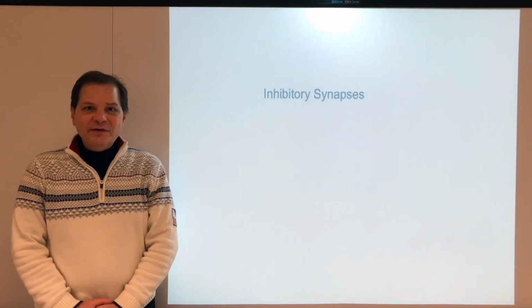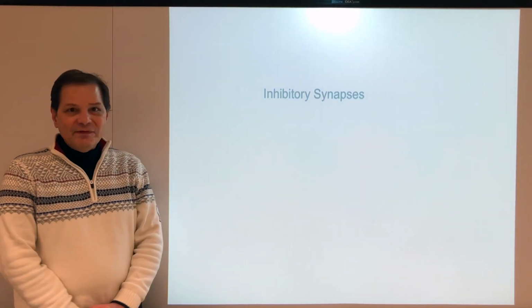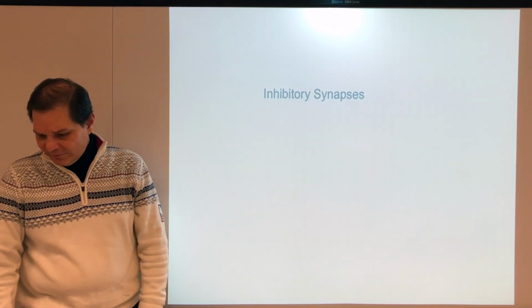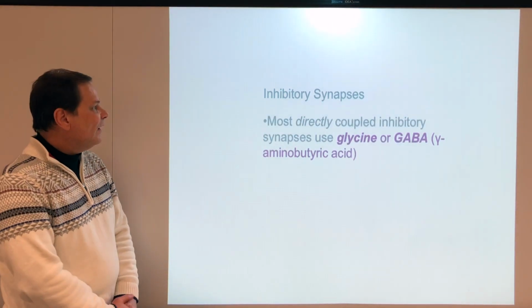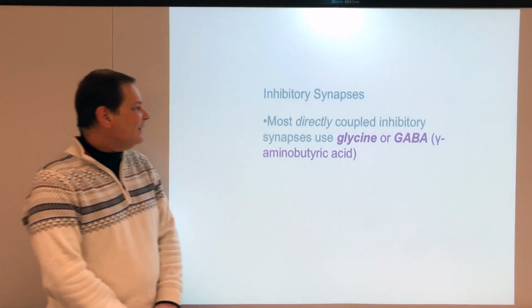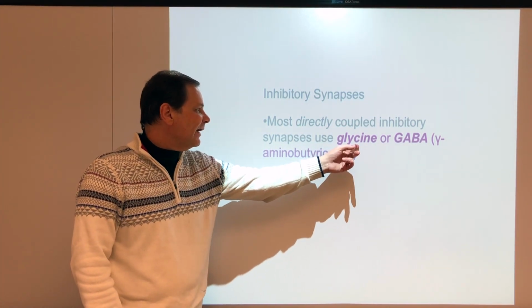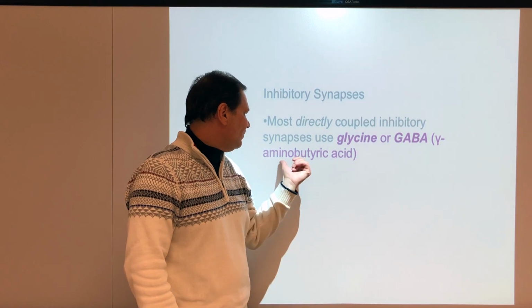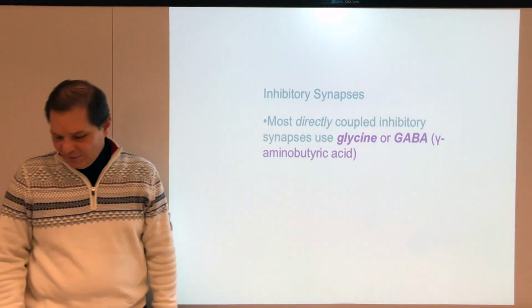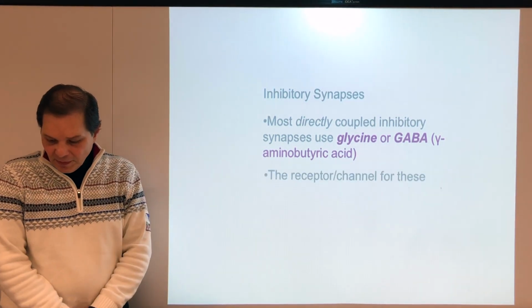That's our excitatory synapses. We also have inhibitory synapses in the CNS. These are mostly directly coupled. Most directly coupled inhibitory synapses use glycine or GABA, which is gamma-aminobutyric acid, as the neurotransmitter, okay?